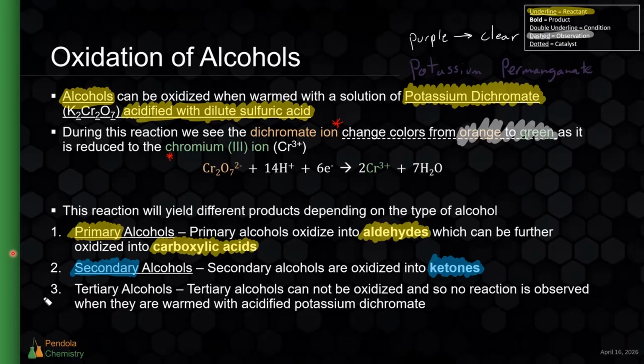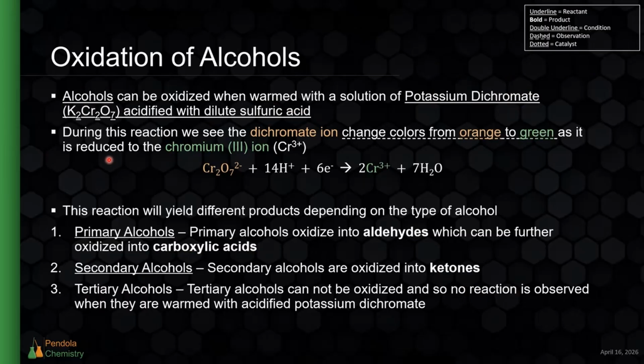Tertiary alcohols are a lot easier. Why? Tertiary alcohols simply cannot be oxidized. Tertiary alcohols will not have a reaction with potassium dichromate or potassium permanganate because they cannot be oxidized. And so that one's a lot easier because there is no reaction there. So let's look at the two that do react. Let's look at primary and secondary alcohols in detail and what reaction happens there.